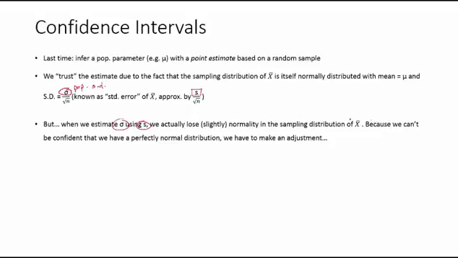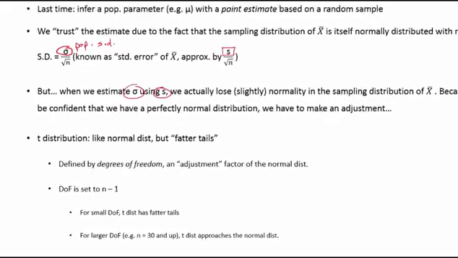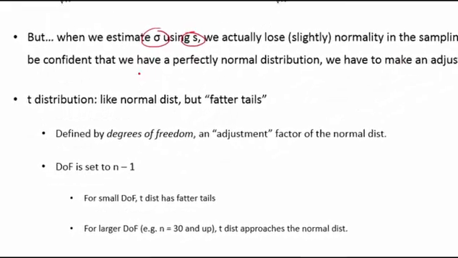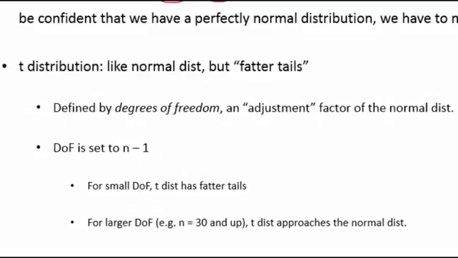We have to make this adjustment with small sample sizes. And so we can't be confident that we have a perfectly normal distribution. We have to make an adjustment, and that adjustment is known as a t-distribution. Okay, and here's what you need to know about the t-distribution. It's like a normal distribution, but fatter tail.